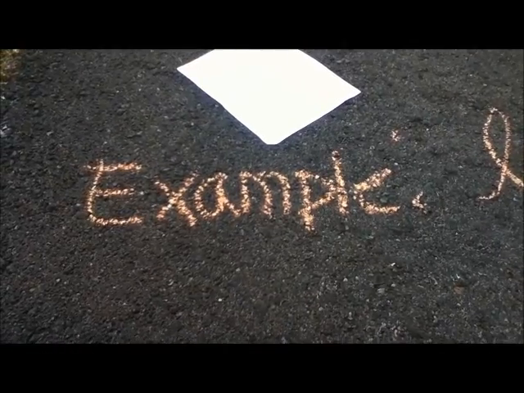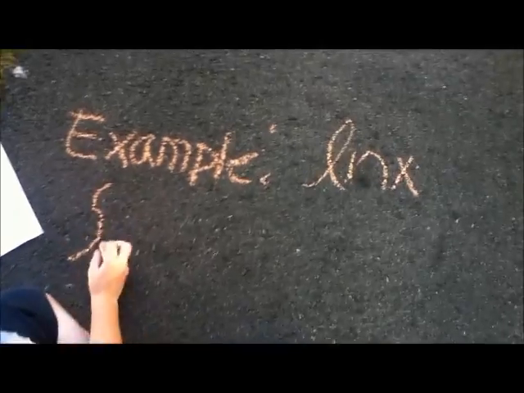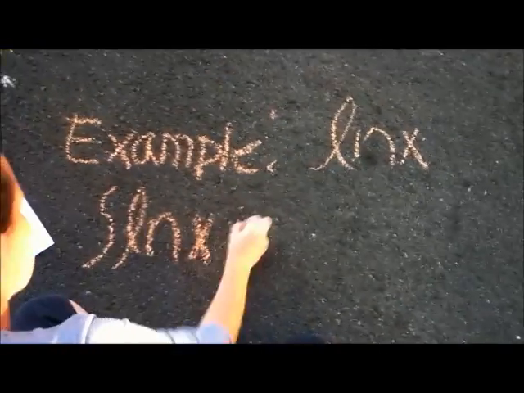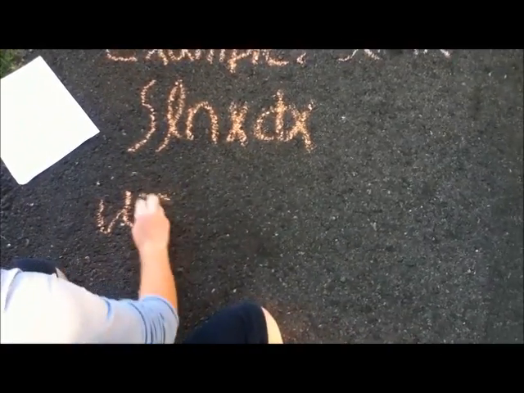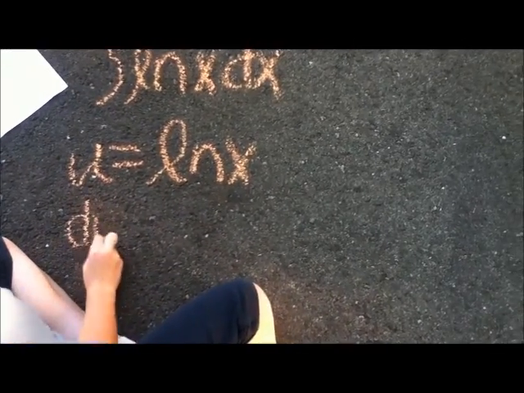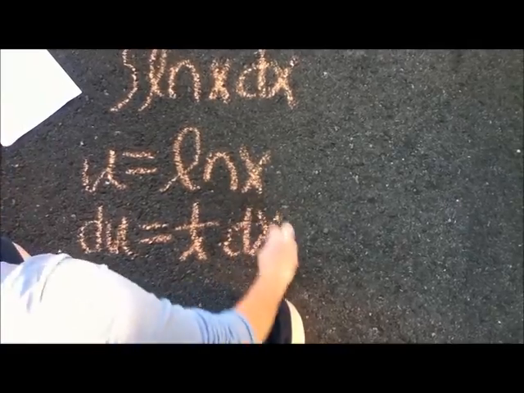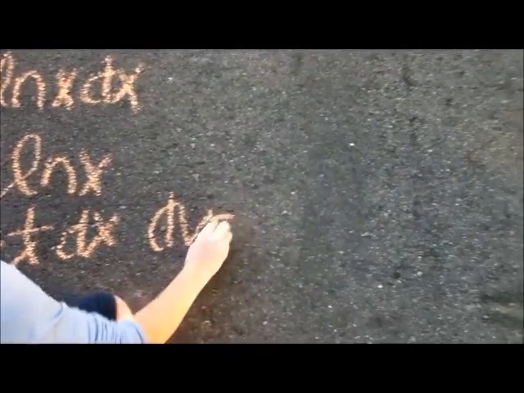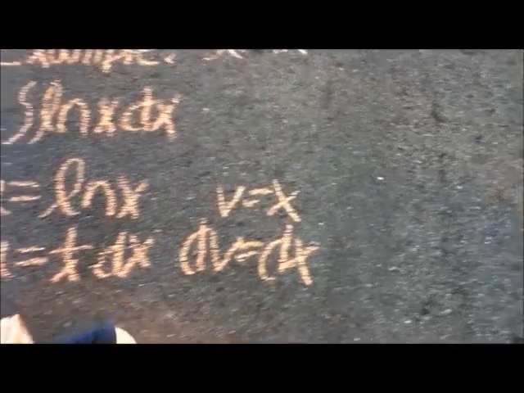I know we've already done a few examples, but here's another one. We are going to antidifferentiate ln of x. Now, the integral of ln of x dx. u is going to equal ln of x, and du will equal 1 over x dx, and dv will equal dx. So therefore v will equal x.